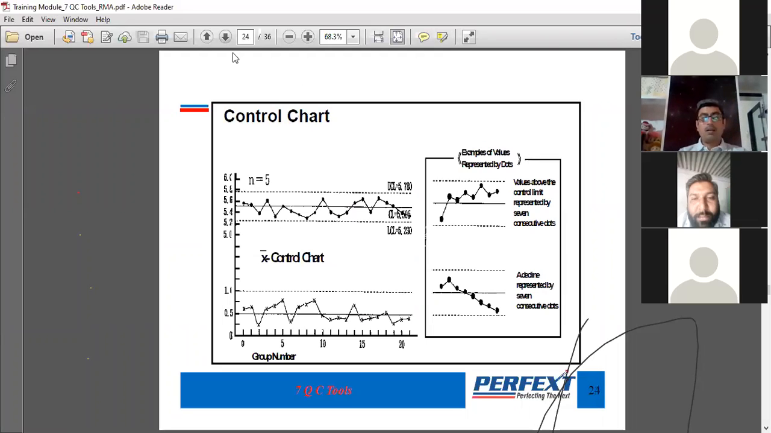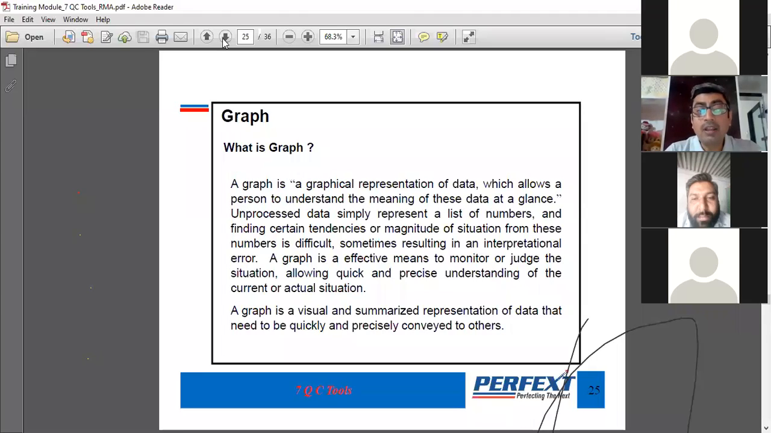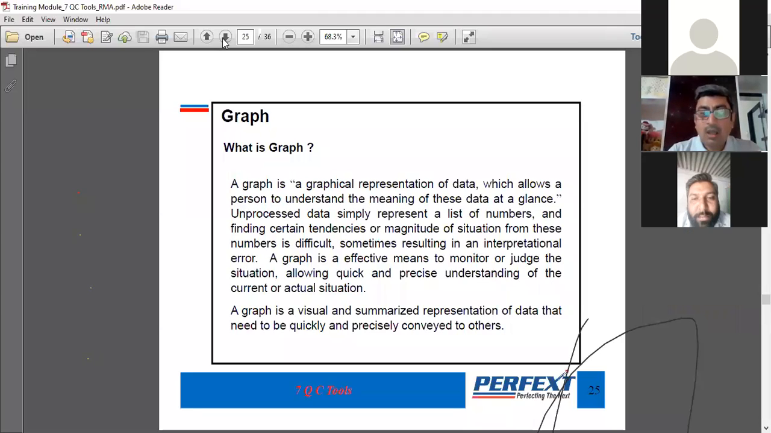Yeah, this is the example of a run chart. And a simple tool is a graphical tool. A graph is a graphical representation of data which allows a person to understand the meaning of the data at a glance.